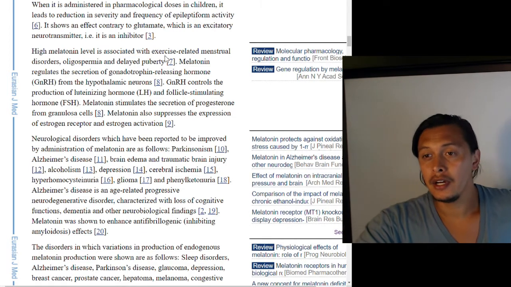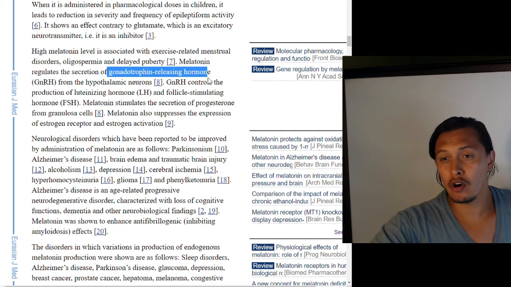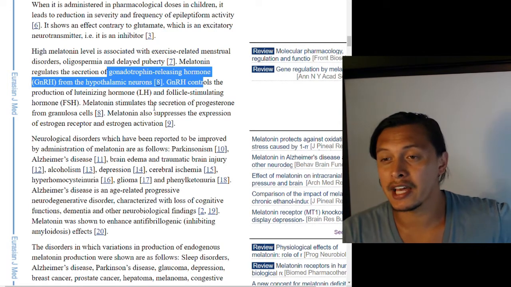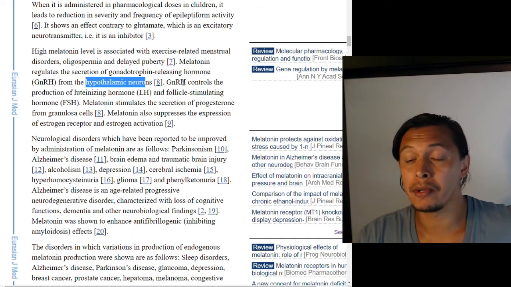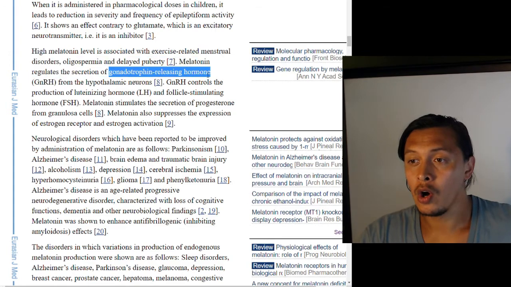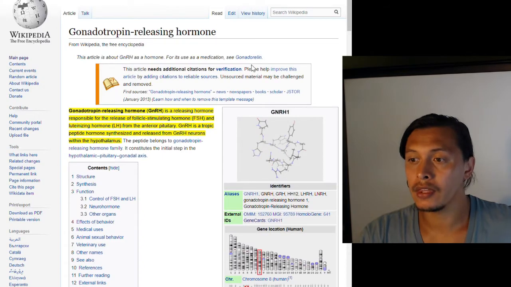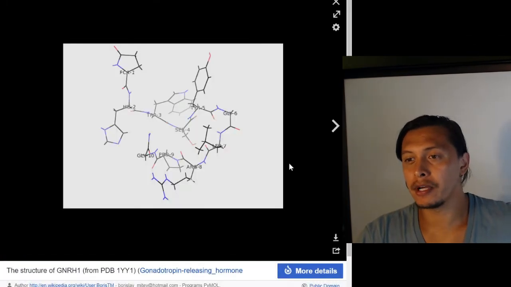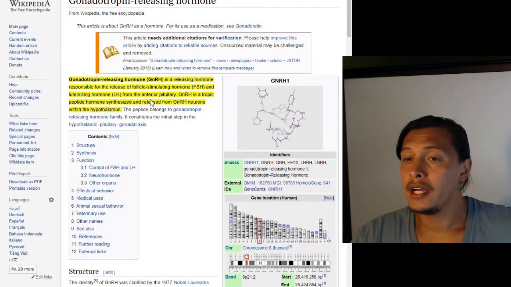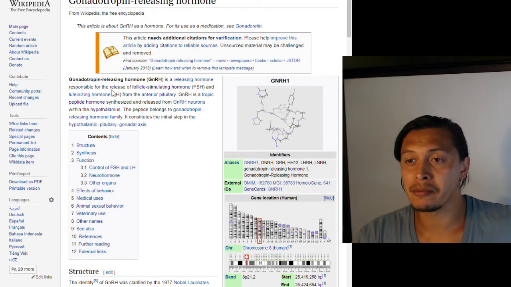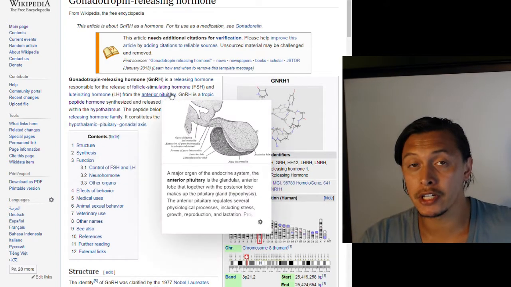So melatonin regulates the secretion of gonadotropin-releasing hormone, also known as GnRH, from the hypothalamic neurons. So the hypothalamus has neurons that will be releasing this gonadotropin-releasing hormone. And what is this specifically? So this is gonadotropin-releasing hormone 1. So it is a small peptide. So this is a releasing hormone responsible for the release of follicle-stimulating hormone and luteinizing hormone from the pituitary gland.